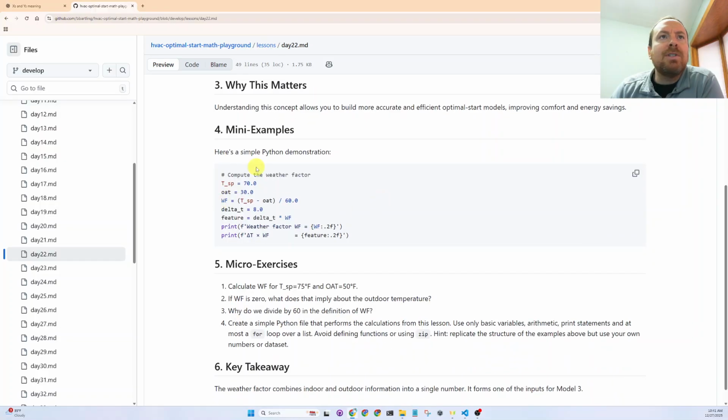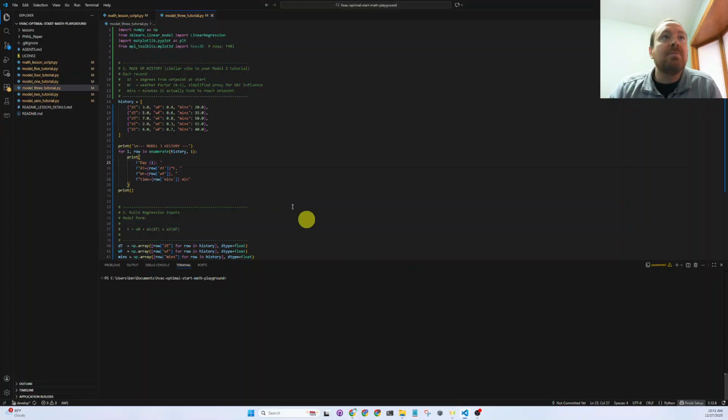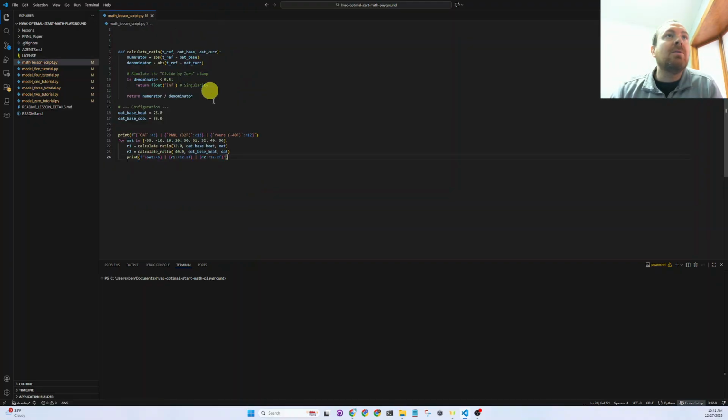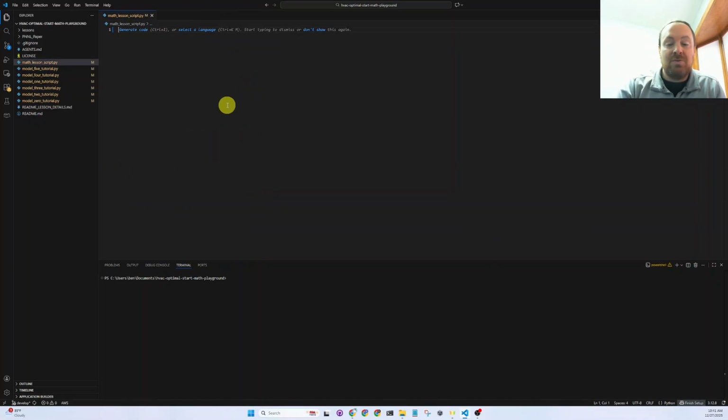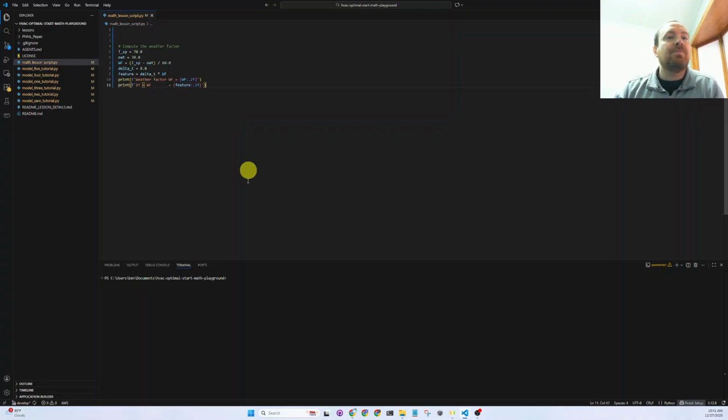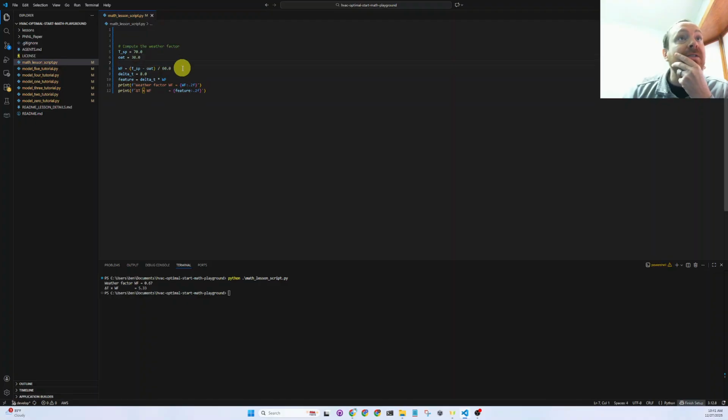Okay, here we go. So this is our mini lesson for starting to study Model 3. I just have this little math lesson script. See what it looks like. Python math lesson. All right, let's see what we got here. Sometimes I like to just separate out some of this stuff.